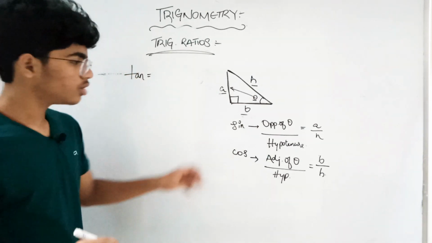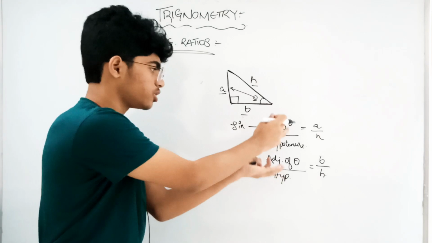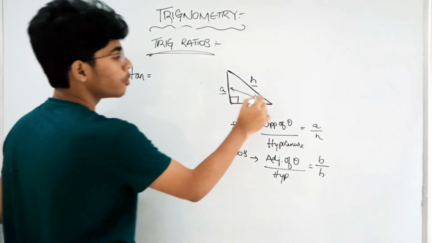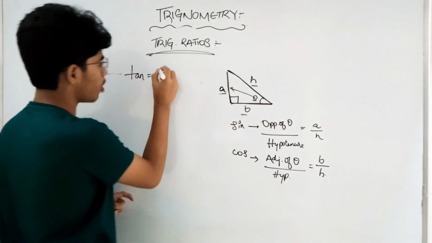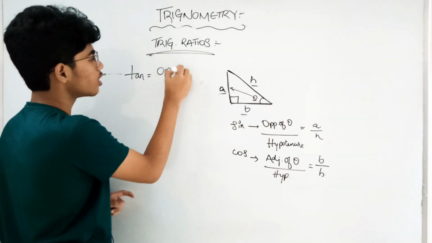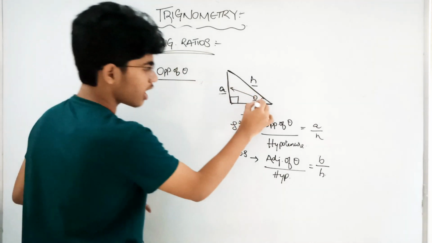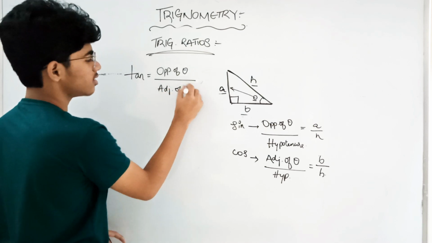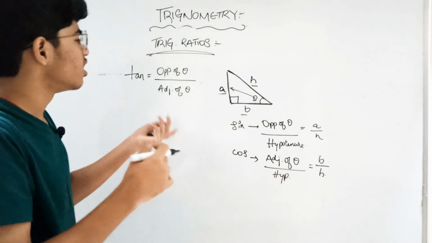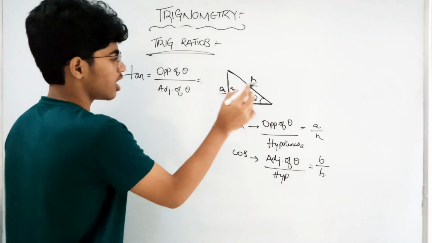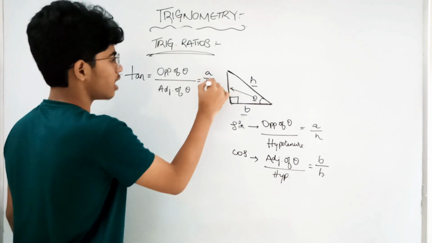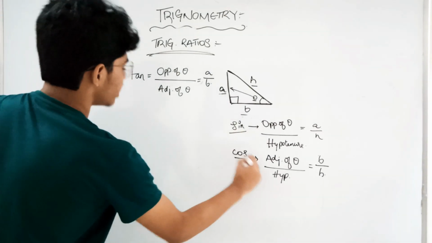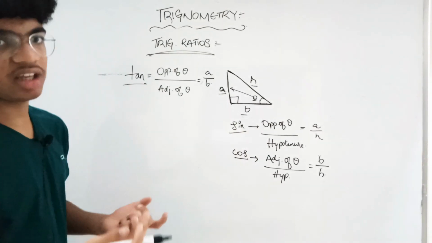Tan. So sine was opposite over hypotenuse and cos was adjacent over hypotenuse, but tan is a bit different. Tan is opposite of theta, which is A, over adjacent of theta, which is B. It's a bit different, but it's easy. Got it? And we got the first three, sine, cos, and tan.